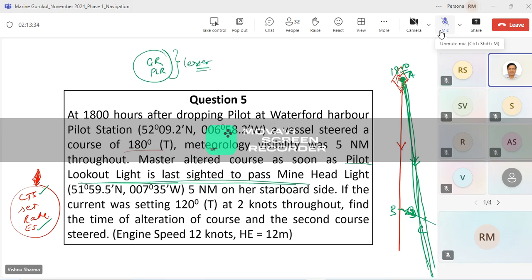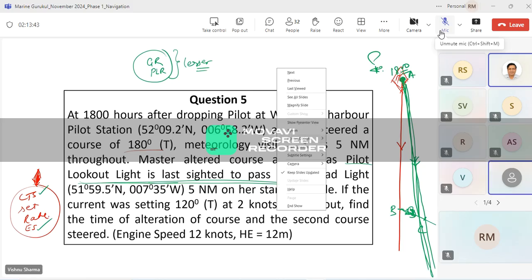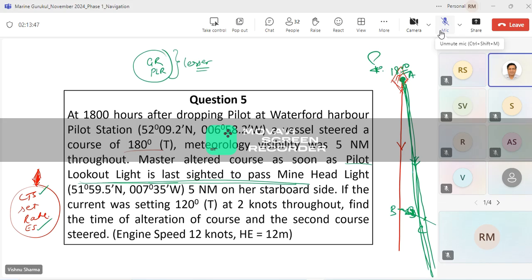And if the light is here, let us say the light is here, then what will you do? You'll open your compass equal to the last sighting range, put it on the light, and cut on this line. Wherever it cuts this line, this will be the alteration point. Am I right, guys? Yes or no? Will this be the alteration point? Yes. The first part of the question is done.